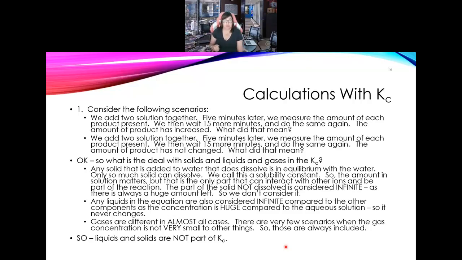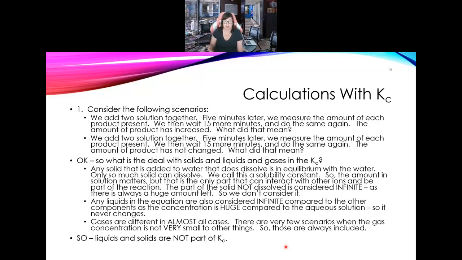We had 2 solutions. 5 minutes later, we measure the amount of each product present. Then we wait 15 more minutes and do the same again. The amount of product has increased. What does that set of conditions tell you? Well, what it tells me is that I wasn't at equilibrium. Had I been at equilibrium, I would see no net change in the concentration. So I wasn't at equilibrium under those first conditions.